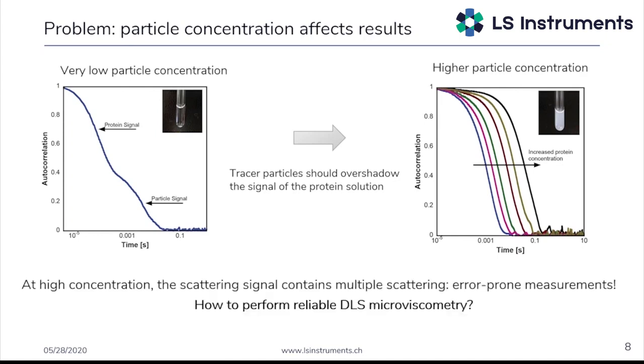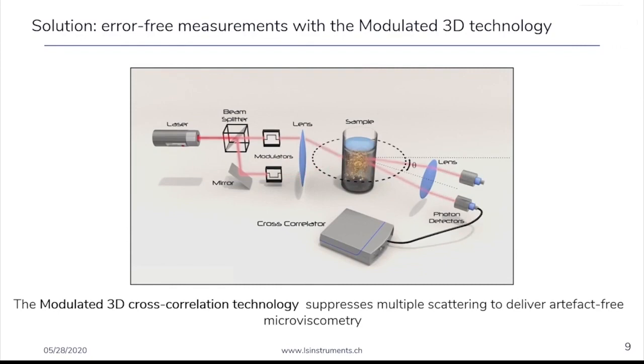So we need to do something else. We need to be able to suppress this multiple scattering contribution, otherwise we have error-prone measurements. So how can we then perform a reliable DLS microviscometry experiment that does not suffer from measurable protein contributions, but also not from multiple scattering? Well, this can be done by doing a so-called 3D light scattering experiment, or as a matter of fact, better, a modulated 3D experiment as implemented in the NanoLab 3D of LS Instruments.